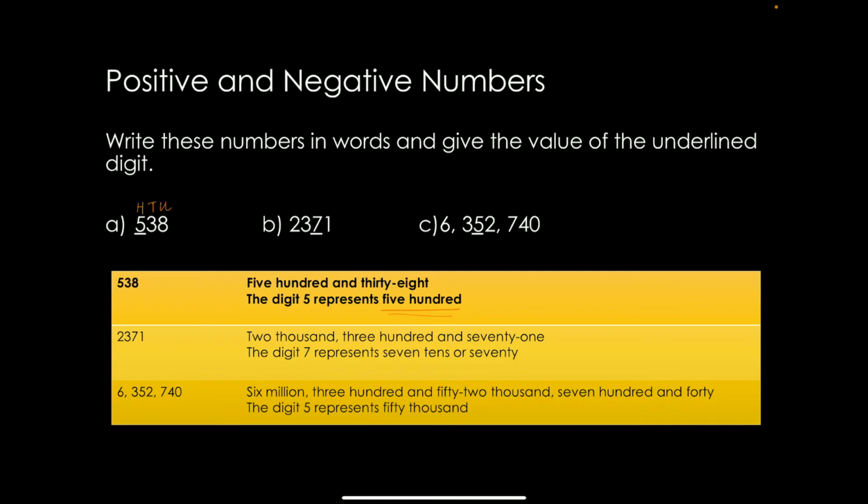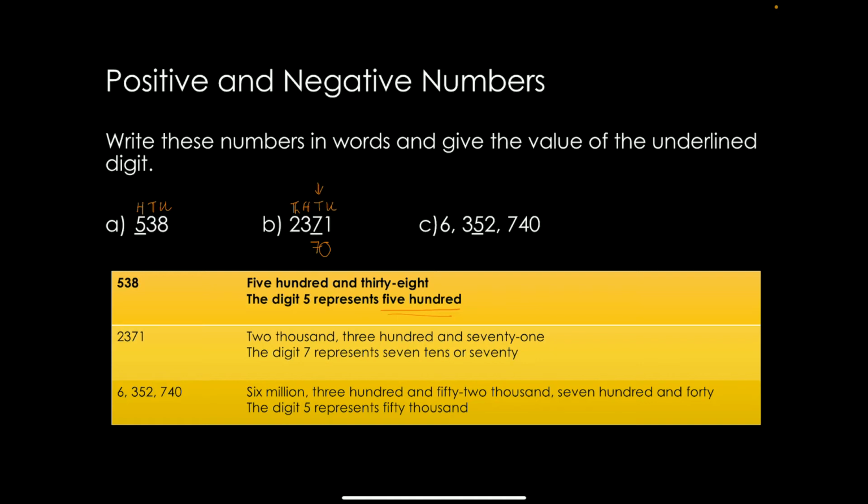Okay. For B, it's 2,371. Okay, and the digit 7 represents 7 tens or 70. So again, units on the end, then your tens, then your hundreds, then your thousands. For your thousands, you can write a T and then a small h, just so you don't get confused with the tens. And 7 is in the tens column, so it actually represents on its own 70. If we didn't have the 1 on the end or whatever, that 7 represents 70, 7 tens, okay?